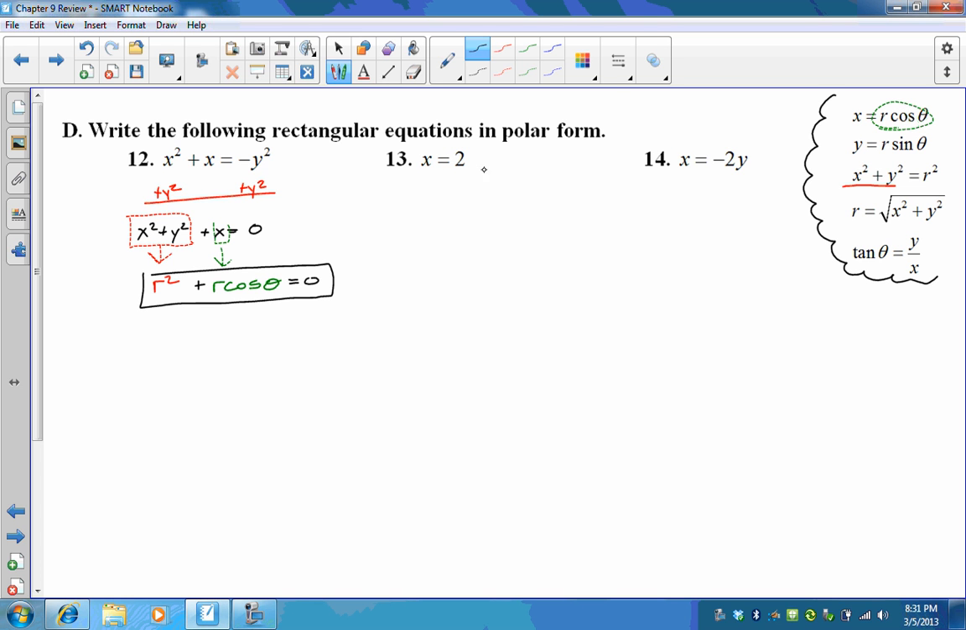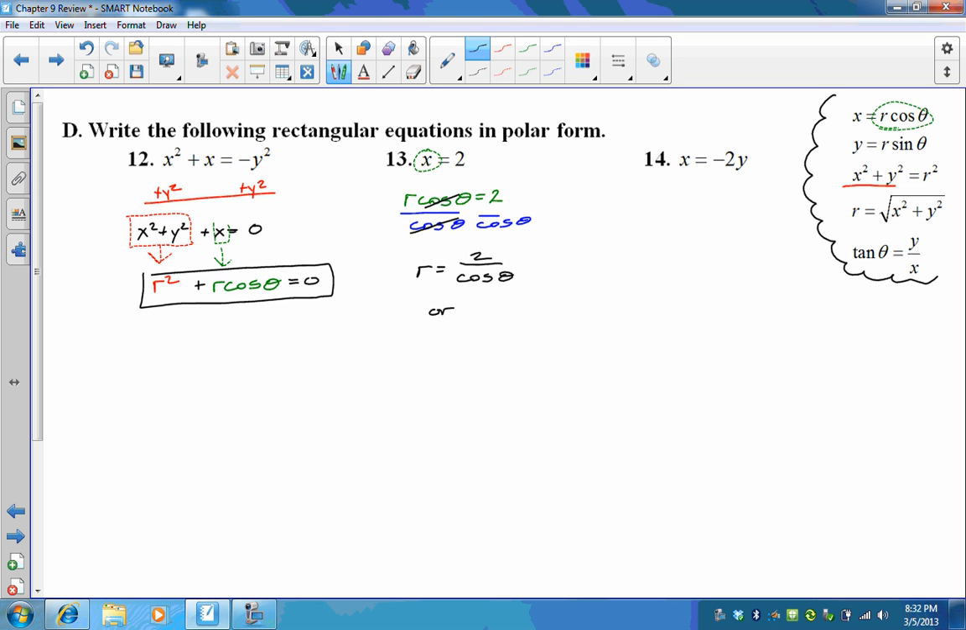I have x equals 2, and x is equal to r cosine theta, so I'll simply take out the x, and I'll plug r cosine theta in its place. And then if possible, if it's easy, I'm going to solve for r, so I'll divide both sides by cosine. You don't necessarily have to do this, but this would be a good multiple choice type question. And if it's multiple choice, your answer will probably be in this form, r equals 2 over cosine theta.